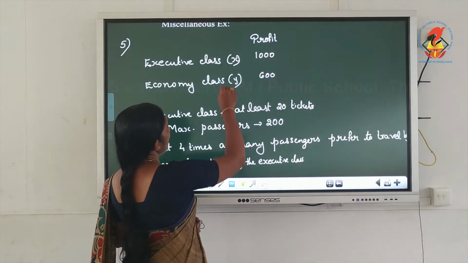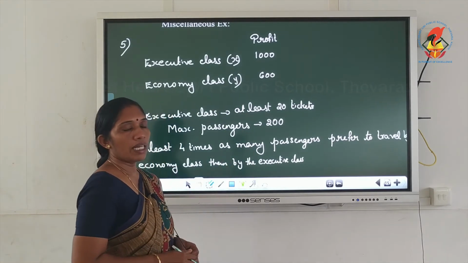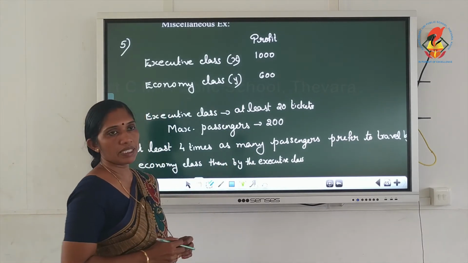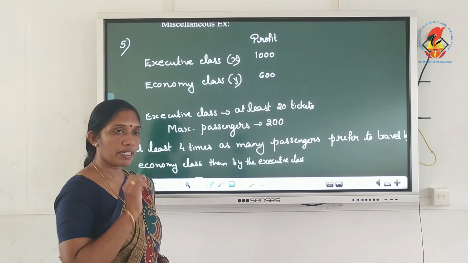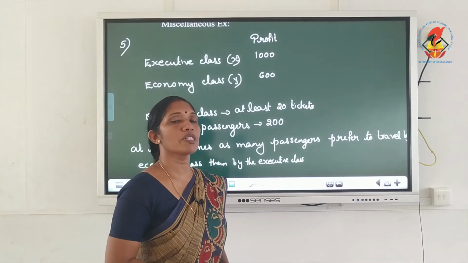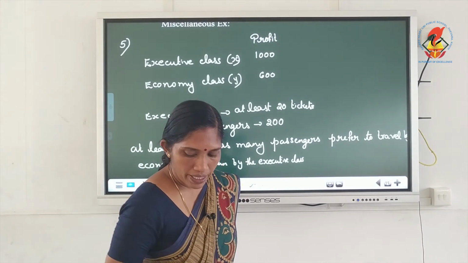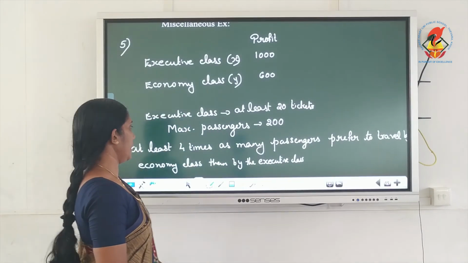Then executive class: the airline reserves at least 20 tickets for executive class. So executive class is x. At least 20 means greater than or equal. At least means greater than or equal, at most means less than or equal. So x is greater than or equal to 20.